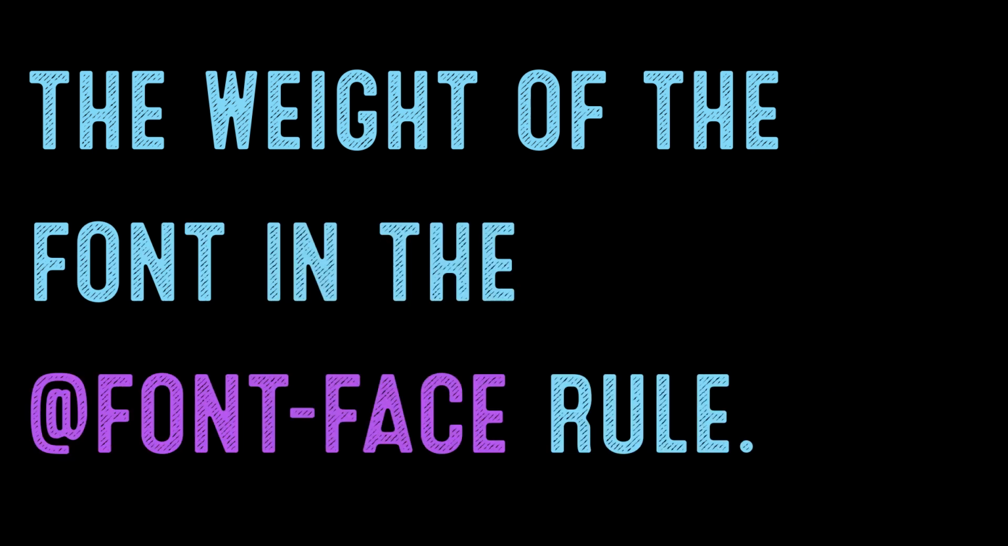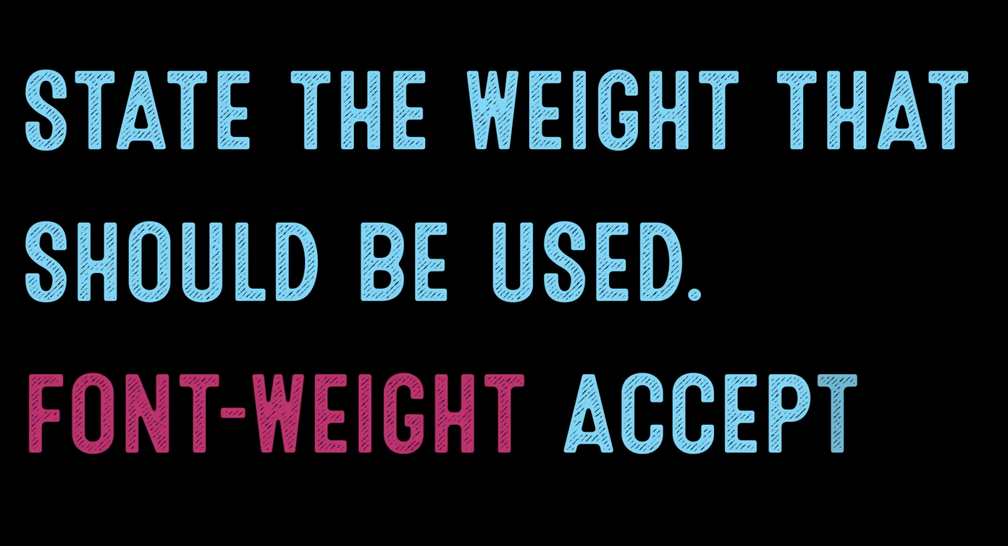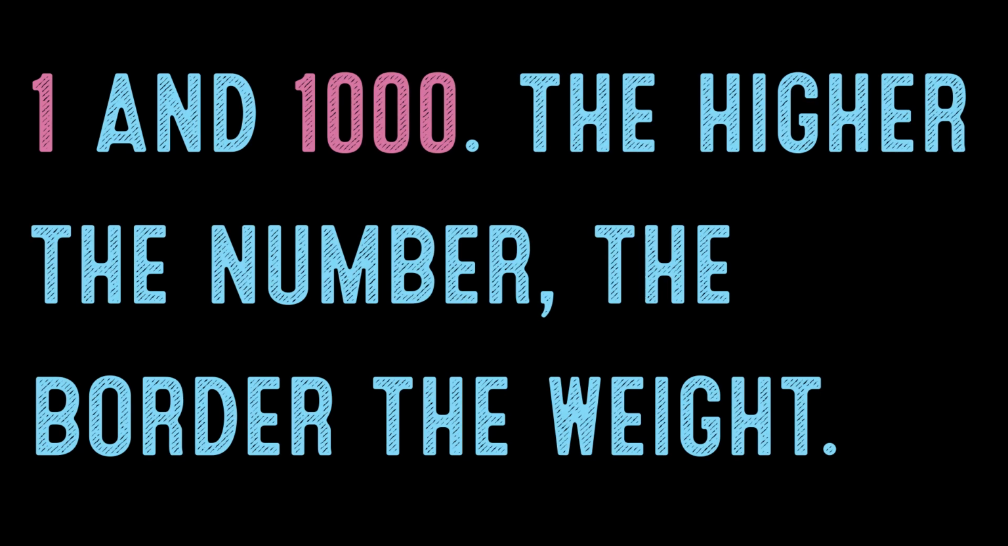Font weight is used to indicate the weight of the font in the @FontFace rule. For a particular typeface, different styles and weights can be downloaded. The font weight is used to explicitly state the weight that should be used. Font weight accepts the values of normal, bold, and a number between 1 and 1,000. The higher the number, the bolder the weight. In general, 100 is thin, 300 is light, 400 is normal, 500 is medium, 600 is semi or demi-bold, 700 is bold, 800 is extra bold, and 900 is black.